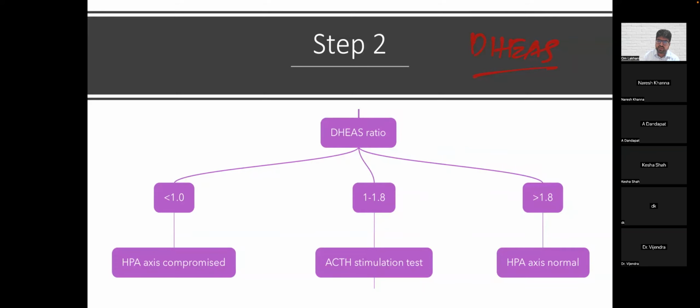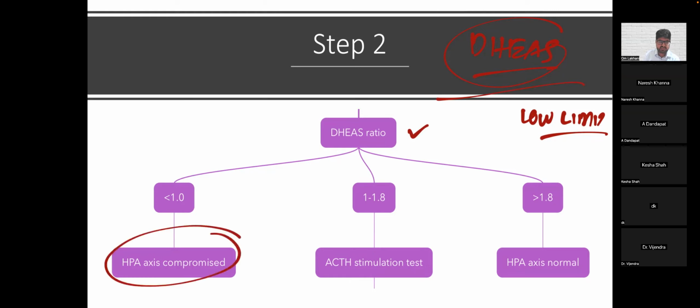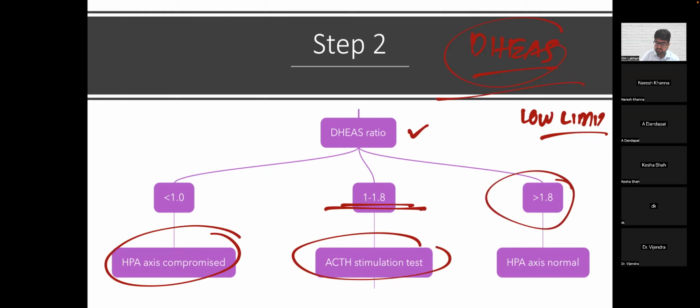So what you can do is calculate the DHEAS ratio. When you see a DHEAS report, it will have the normal value for the particular age of the patient. You have to see the lower limit of the lab report: the patient's value divided by the lower limit of the report gives what is known as the DHEAS ratio. If this ratio is less than 1, it is suggestive of compromised HPA axis. If it is between 1 and 1.8, you need to consider doing an ACTH stimulation test. If it's more than 1.8, the HPA axis is normal.